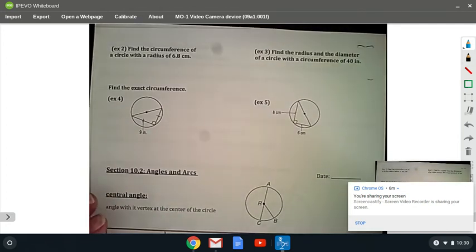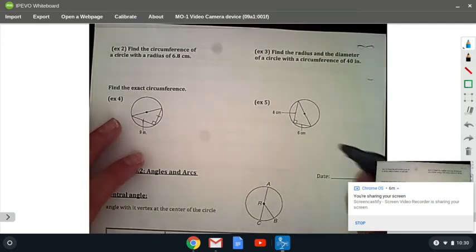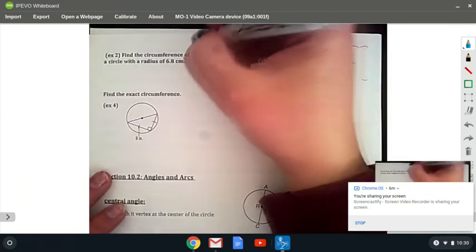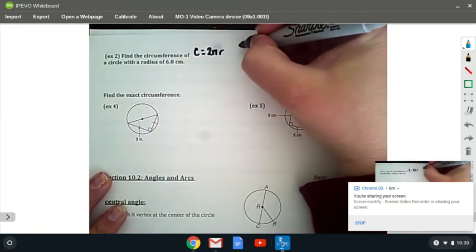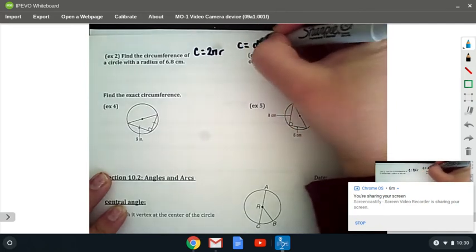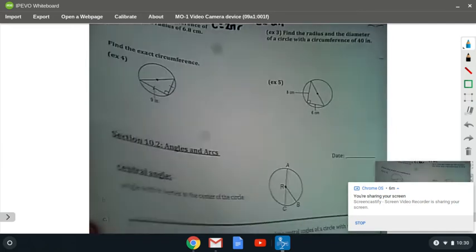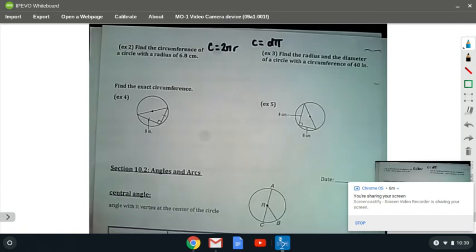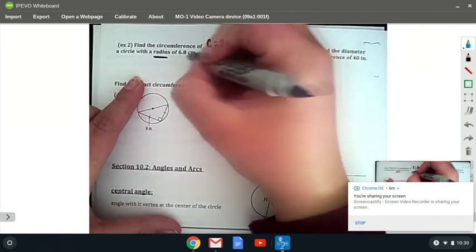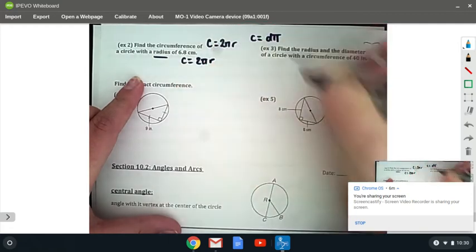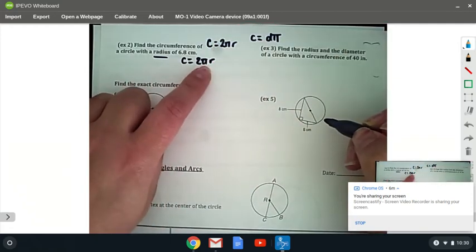So if I want to find the circumference of a circle with a radius of 6.8, I'm going to be using C equals 2 pi r instead of C equals d pi. Okay, those are my two formulas. C equals 2 pi r, C equals d pi. This one gave me a radius, so I'm probably going to use this one, C equals 2 pi r, because the radius r is in there.